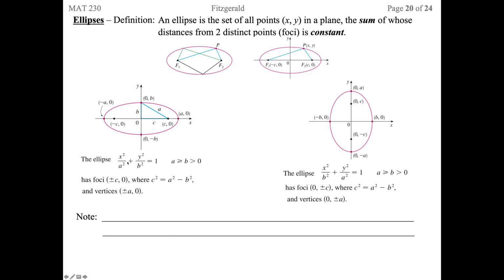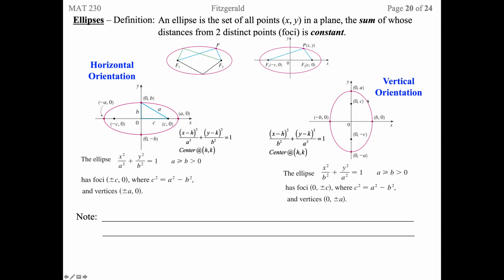So the denominator with the biggest value is your a squared, and since it's under the x, it's going to be stretched more along the x-axis, where over here a squared is underneath the y squared. Now it's more stretched vertically. So over here we call this more of a horizontal orientation. This is going to be more of a vertical orientation. Now if we move our center away from the origin, then we have to insert our x minus h and y minus k binomials, but the same rule follows for the bigger number underneath whatever variable, and that's where we do most of the stretching of our ellipse.